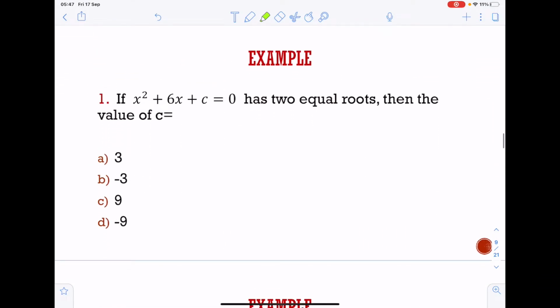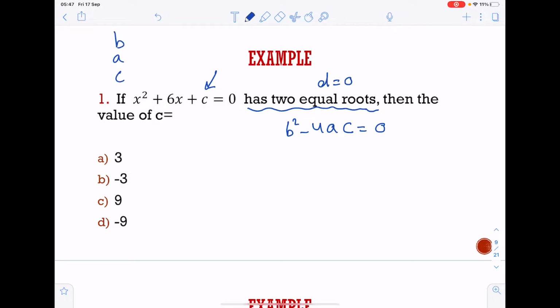Let's see these examples. If x squared plus 6x plus c equals 0 has two equal roots, then find the value of c. In this case, it's given that this equation has two equal roots, which means the discriminant equals 0. What is the value of the discriminant? It is b squared minus 4ac, and this equals 0. What is the value of a, b, and c?